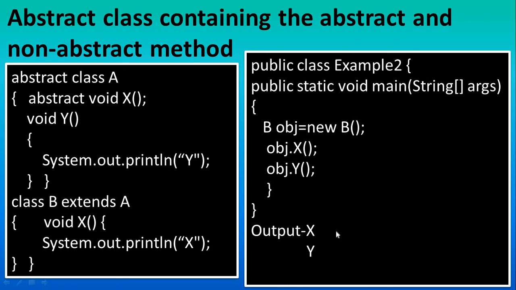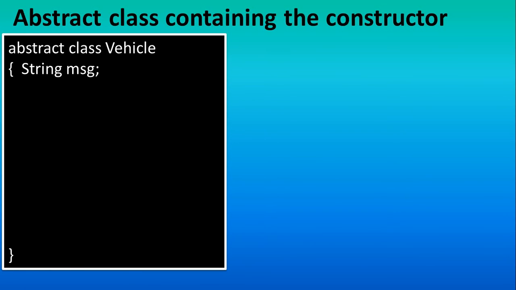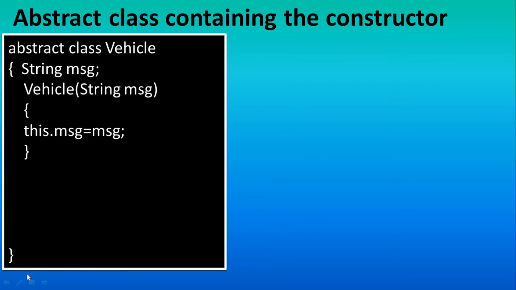So here the output is X and Y, that you already understood, and next, the abstract class containing a constructor also. Suppose we are having a class named Vehicle which is having the message string, and here our variable is msg. So here we have the parameter constructor, we are passing the same variable, local variable and global variable are the same. So you can use the this pointer for differentiation, this.message equal to message, so that value passed will be stored in that variable.